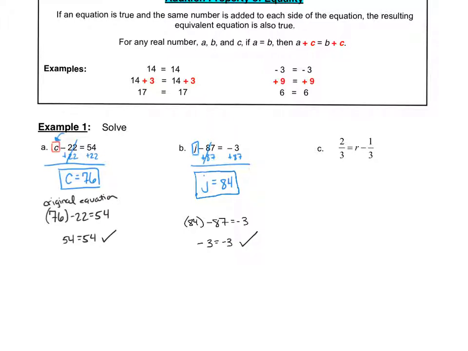Okay, next one, we have 2/3 equals r minus 1/3. Well, here's r. It's on the other side. It's on the right side this time, but it doesn't matter. I need to get rid of this minus 1/3. So we're going to add 1/3. Again, you can do this on your calculator.